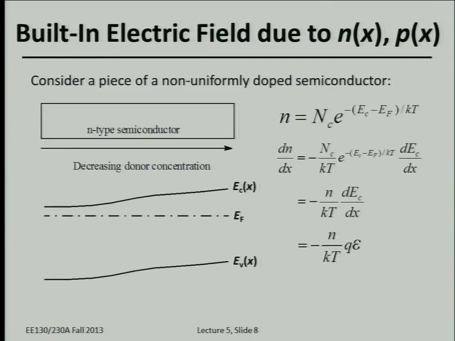Also, we want to get a drift current, so we have to derive the electric field, building an electric field across the semiconductor. This time, let's start by writing the relationship between the electron concentration and Nc, the effective density of states of the conduction band.